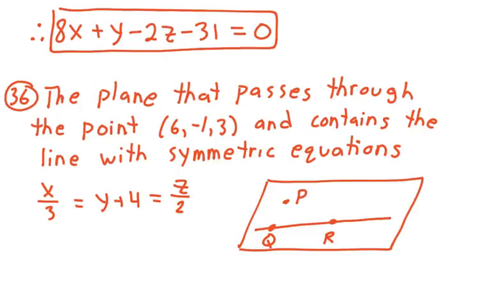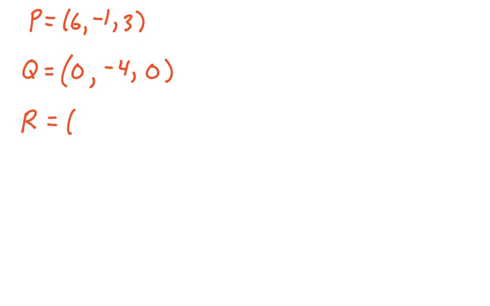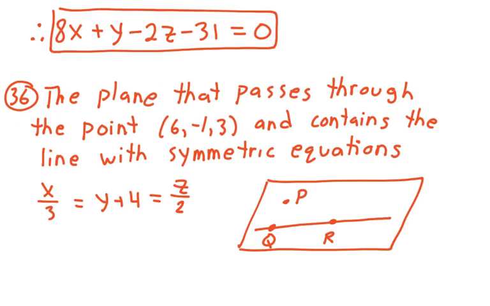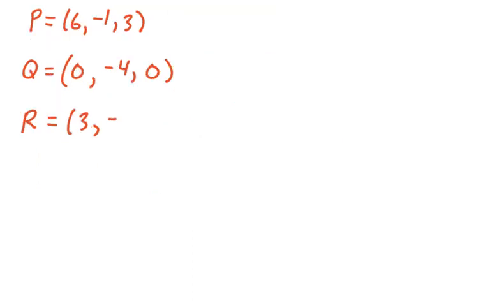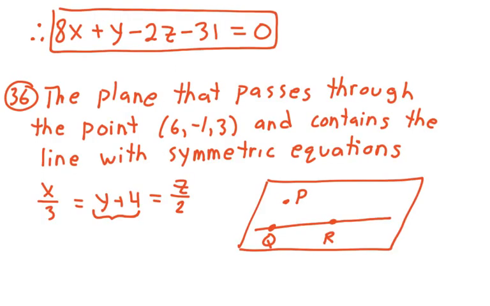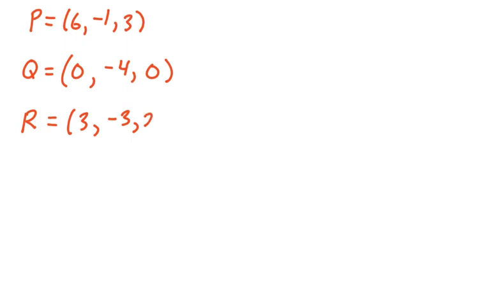And R, well, we could do this. If x is 3, right? 3 divided by 3 is 1, right? So we're going to let x be 3. And then this y plus 4 has to equal 1. And the way that works is when y is negative 3. So we'll call y negative 3. And then z has to be 2 because 2 divided by 2 is 1. So these are 2 points on that line.